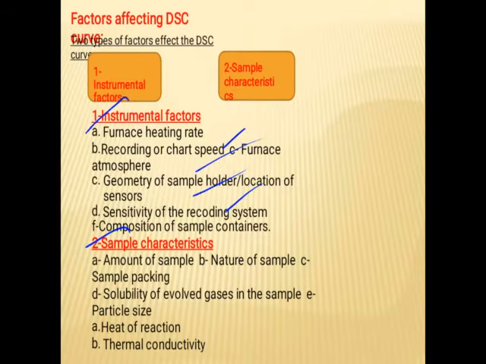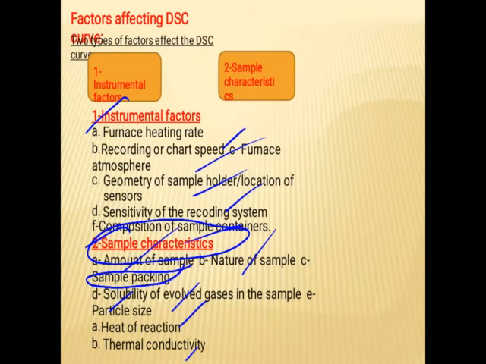Second factor is the sample characteristics. How much amount of sample is present, what is the nature of the sample, how it is packed, its solubility, then particle size, heat of reaction, thermal conductivity. So these are some different factors which can affect the DSC curve. So totally, the instrumental factors and the sample characteristics are affecting the DSC curve.